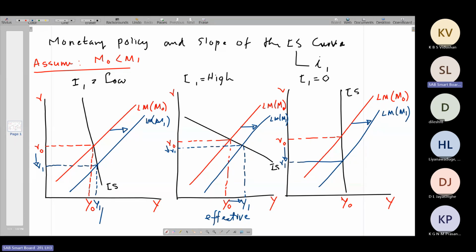Then the next situation. We look at monetary policy and the slope of the LM curve. Now you can draw the slope of the IS curve. We take the same situation, so we take the fiscal policy. Fiscal policy and the slope of the IS curve, same case. Then you draw the situations. Now we take the fiscal policy action and the slope of the IS curve, with the same I1 low, I1 high, I1 zero levels. So we need to prove it.